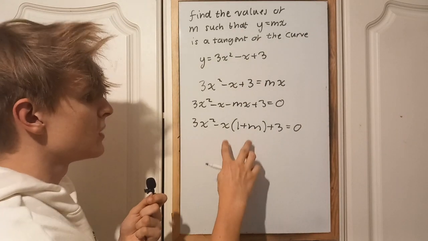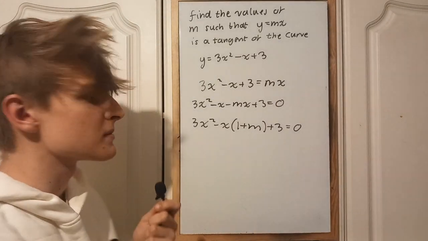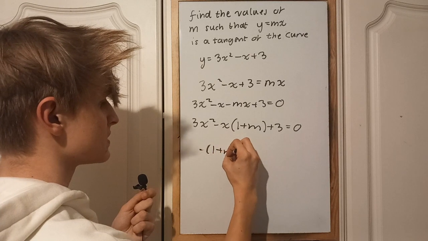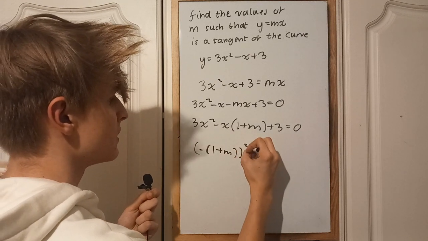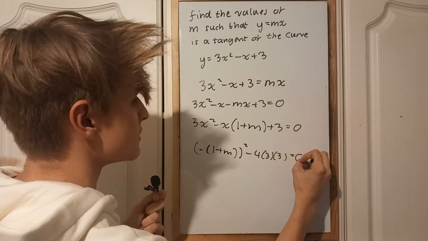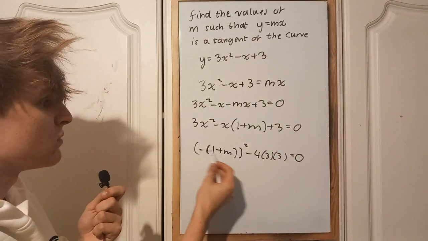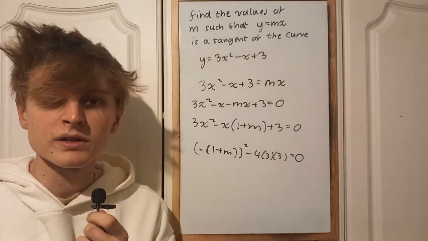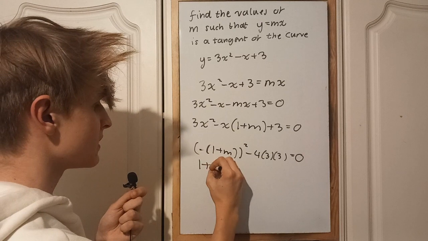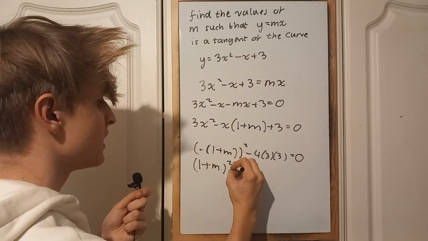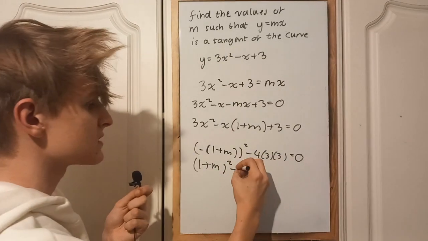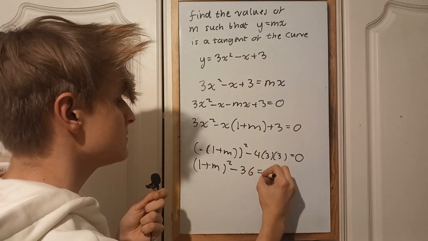So let's do that. So what's b? B is negative 1 plus m. So negative 1 plus m all squared minus 4 times 3 times 3 must equal 0. Okay, fantastic. Negative 1 plus m squared, that's the same thing as 1 plus m squared, and I'm just going to keep it like that. I'm not going to expand it, because that will actually make it harder, as you'll see in a moment. And that's minus 4 times 3 times 3, that's 4 times 9, that's 36, equals 0.